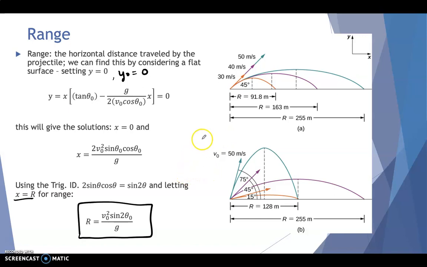So these are a couple of examples of the range and how the different initial velocities and the different initial angles of the velocities will change your range. So there's an optimal angle if you want your range to be farther, and so forth.